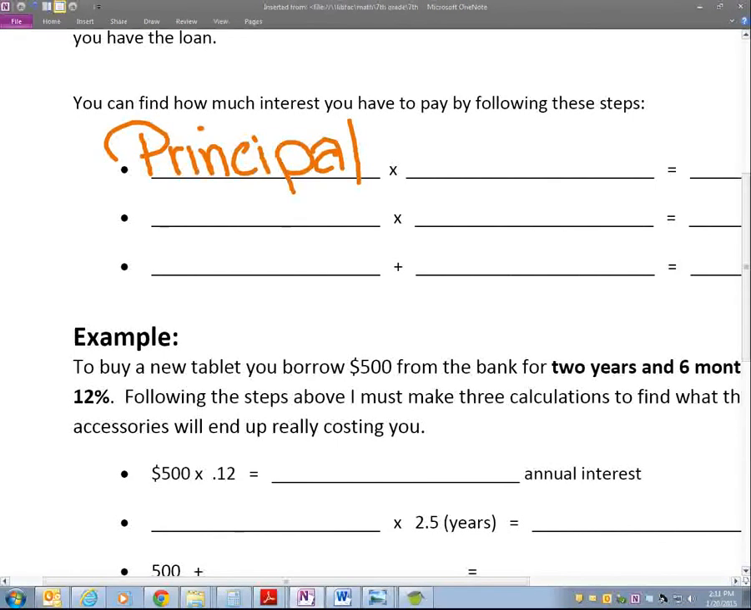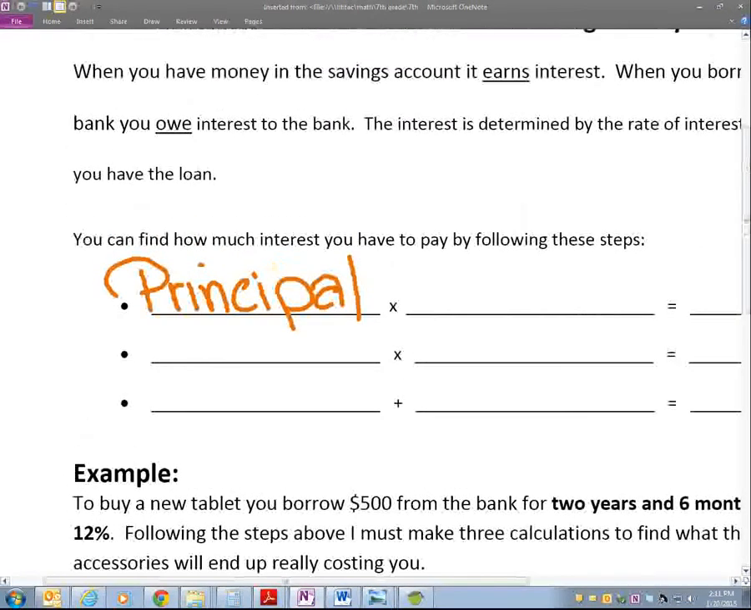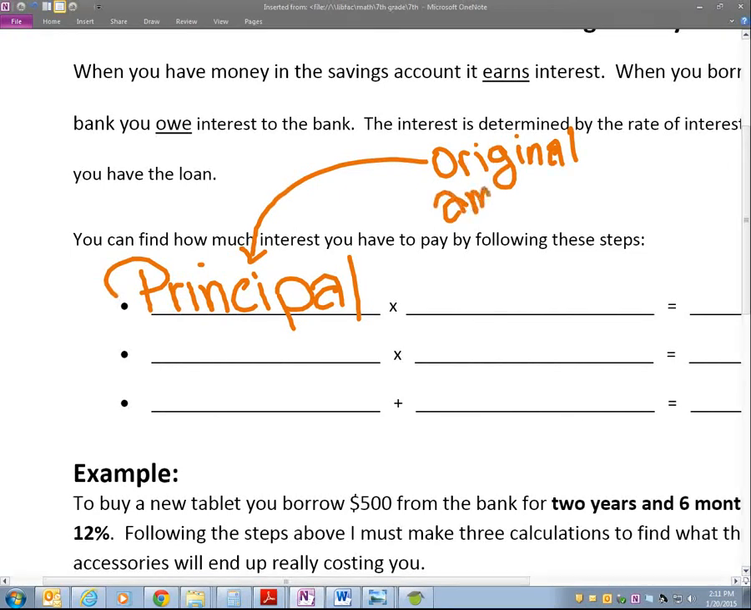Nobody? You've seen it before, you saw it last week. It's the original amount. Yeah, the original amount. There you go. I don't get too specific.